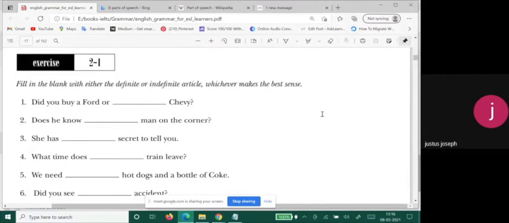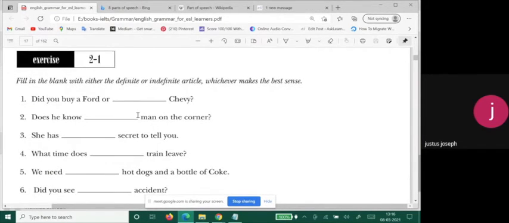Now let's come to an exercise. Fill in the blank. Did you buy a Ford or ... buy an? An is to be used with vowels. Chevy. Did you buy a Ford or a Chevy? Is it the Chevy, the car? Chevrolet. Not Chevy, Chevrolet.